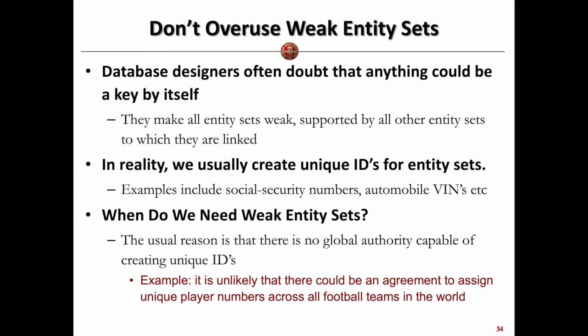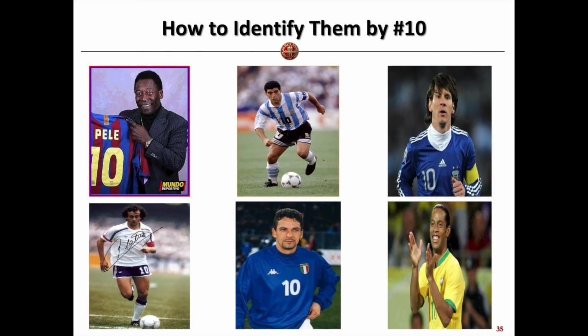And we have an example at the bottom: it is unlikely that we can have an agreement to assign a unique player number across all the football teams in the real world. Like if we say the number 10, a football player in the real world, who are we referring to? Because in the real world we have so many players with the number 10, right, on the team clothes. It is hard to distinguish each other, right, by the numbers. The number alone is not enough.